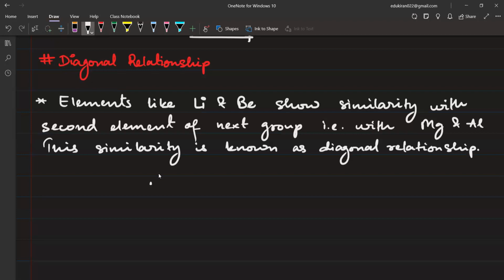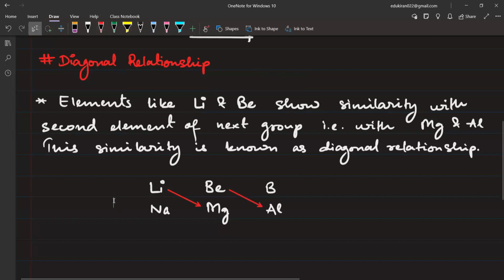If you see lithium, below lithium you have sodium, and after lithium you have beryllium. Below beryllium you have magnesium, and after beryllium, if I skip the d block elements, you will get boron, and boron के नीचे आएगा aluminium, right? So there is a similarity between lithium and magnesium. तो ये diagonal बन रहा है यहाँ पे, है ना? That is why it is known as diagonal relationship, nothing else. They have similar properties. Okay, now why does this happen?